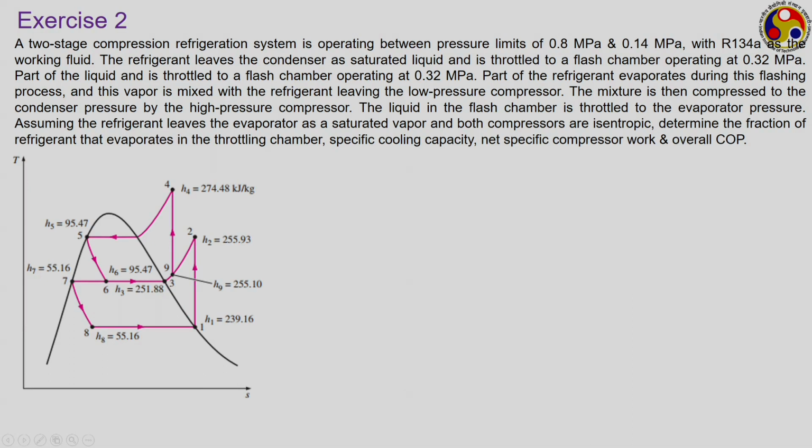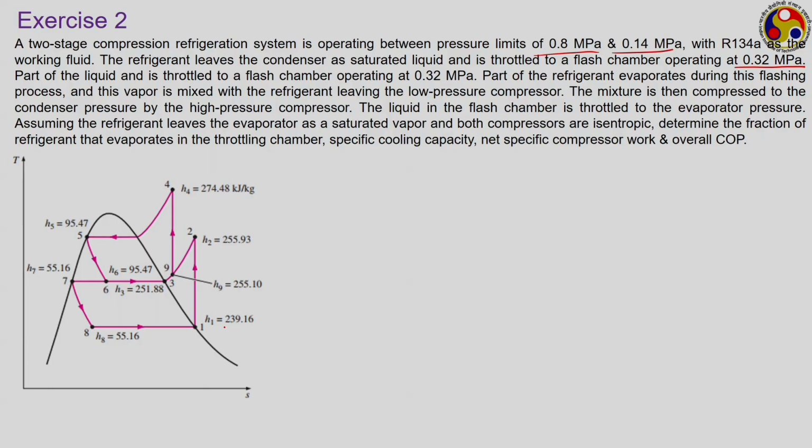So, here we are working between the same pressure levels, 0.8 megapascal, 1.4 megapascal and 0.14 megapascal, and the flash chamber is working at this intermediate pressure of 0.32 megapascal. So, we have to calculate the performance of this. Just the way I explained in the previous case, we can identify the points.